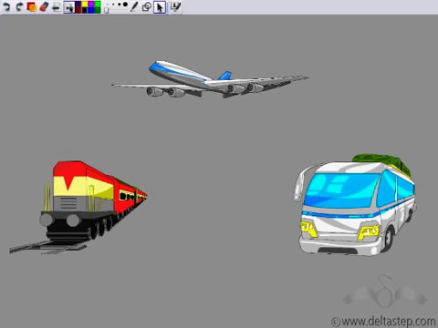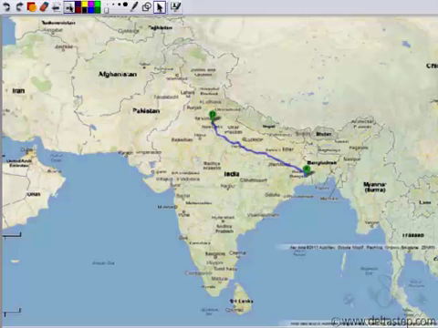Now let us see. The next problem was, how do they go? So they had three options. They could either take a bus or a train or maybe a plane. So which of these three options should they take? That was the next question now. Now what do you think is different between these three options? What makes the difference between these three options? Let us look at this.